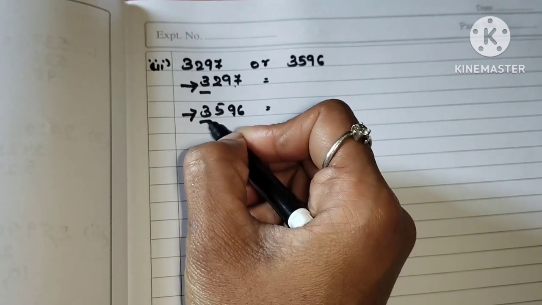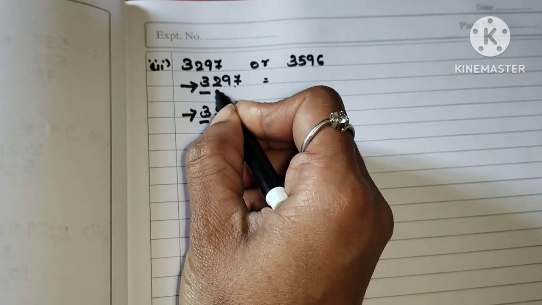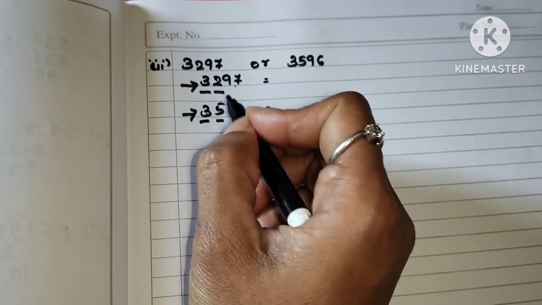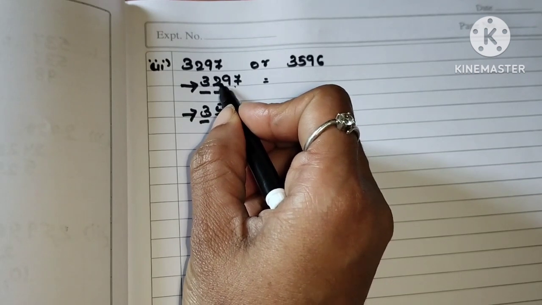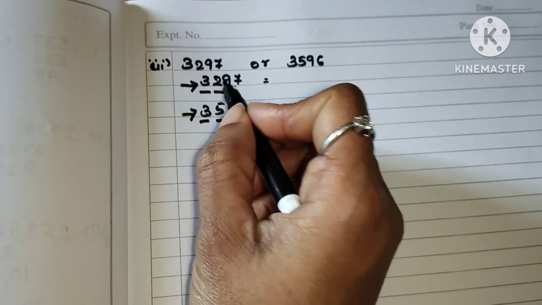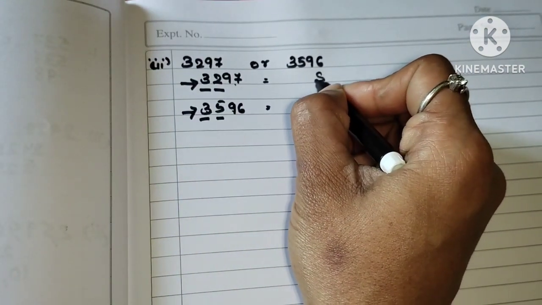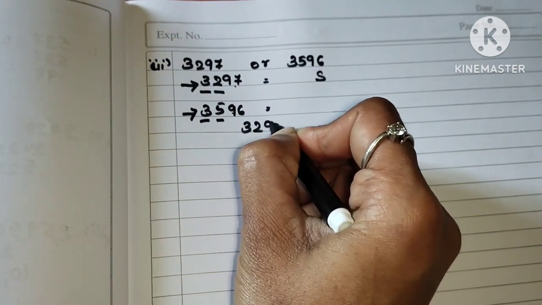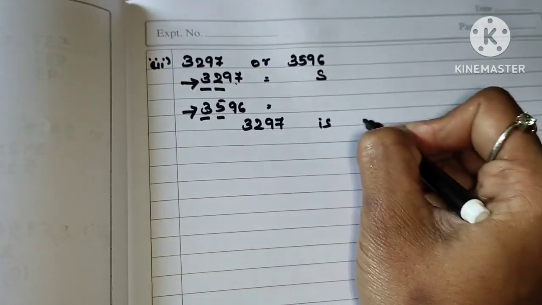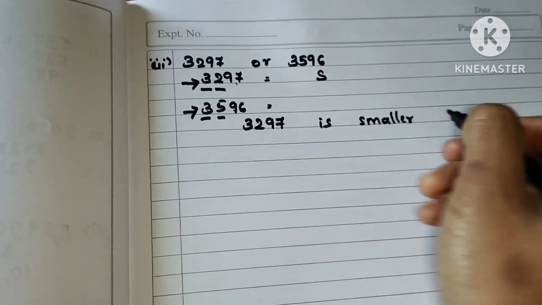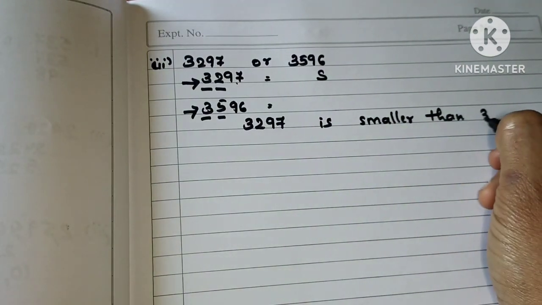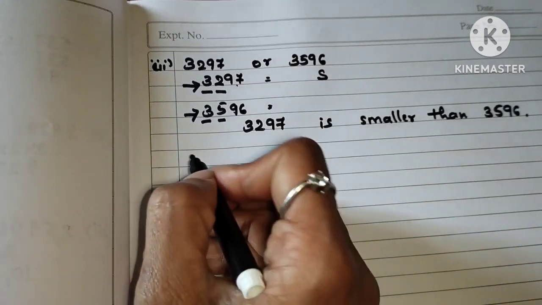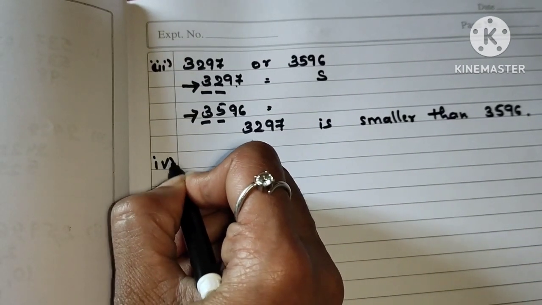If it is the same digits, move on to the second number. 2, 5. 2 and 5. Which is the smallest digit here? 2 is the smallest digit. So this is the smallest number. Okay. Now 3297 is smaller than 3596. Okay. We move on to the fourth question.